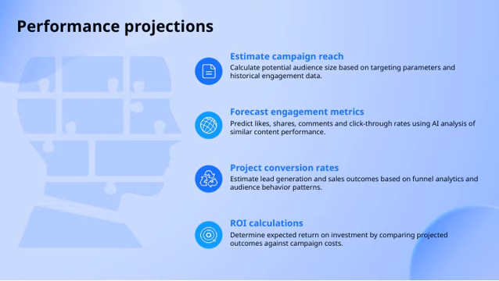Let's now look at how we can project the performance of our campaign. First, we estimate the campaign reach by calculating the potential audience size, taking into account our targeting parameters, and looking at historical engagement data. This helps us understand how many people we might actually connect with.